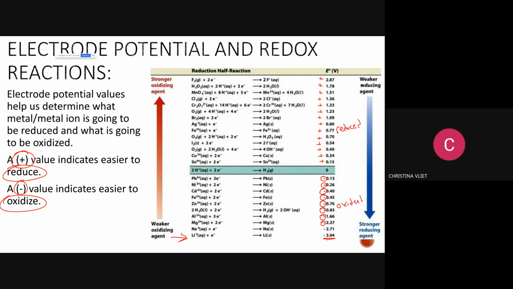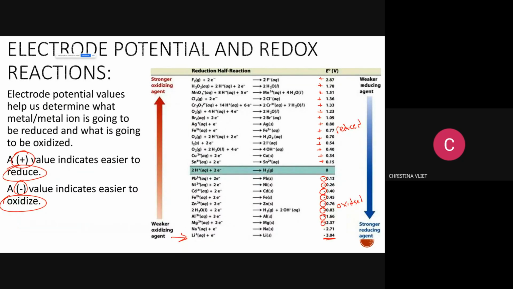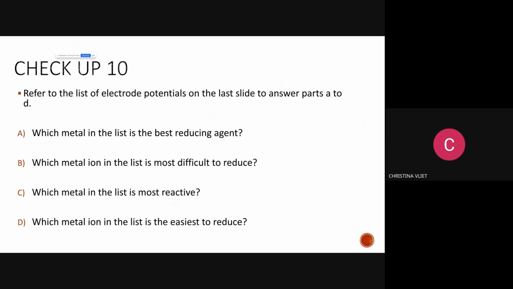And so if I have a reduction value and something is going to be oxidized, guess what you're going to have to do with the equation if you have to balance it? You're going to have to flip it whenever it's an oxidation. And so we'll look at the math next time. The math's not difficult, but we'll look at it next time. But let's take a look at this check of 10 from the textbook, and see if we can answer some questions about the values that were given to you on the last slide.